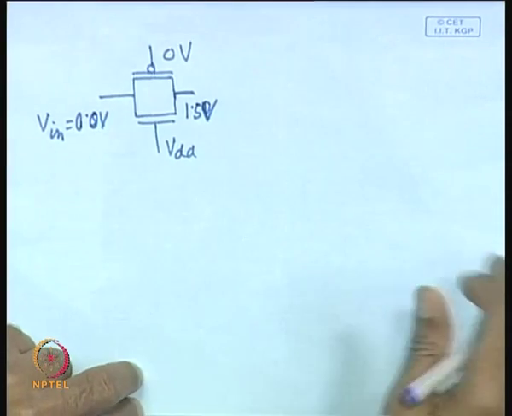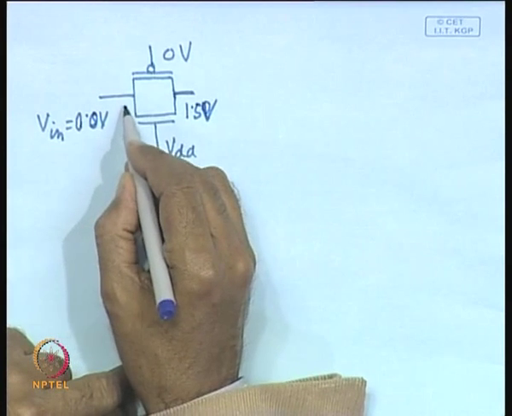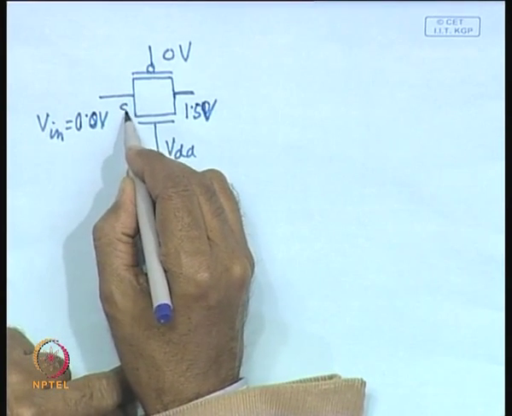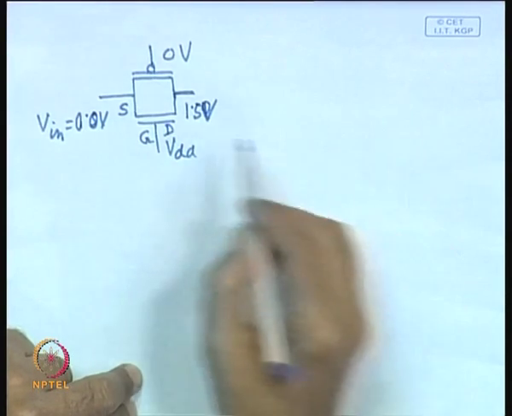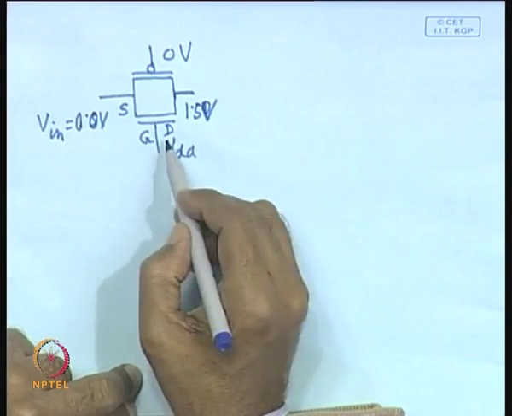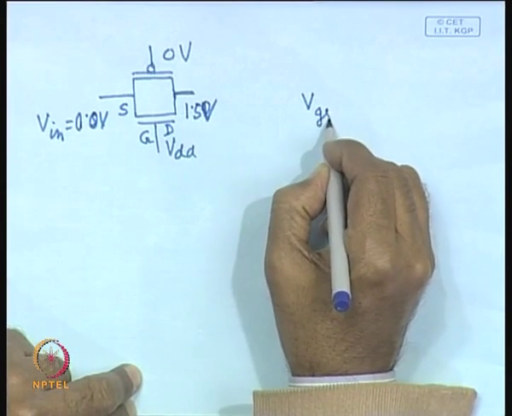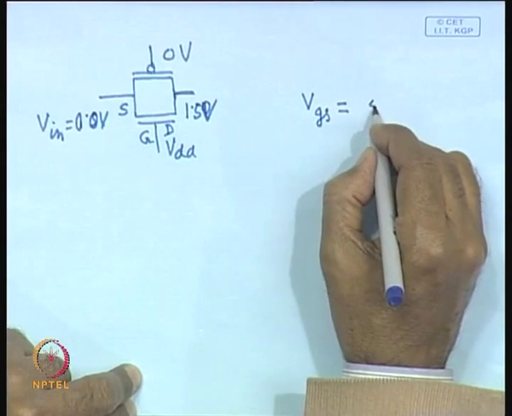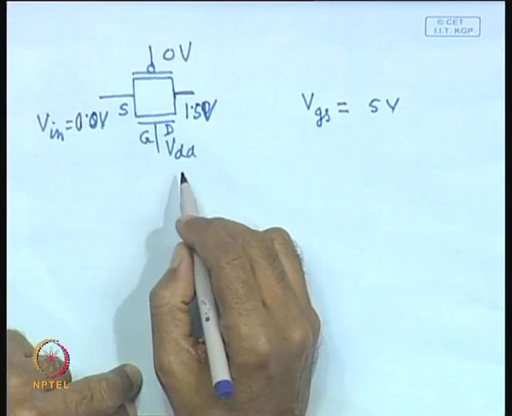Now, here we find this NMOS transistor, we consider it as the source, this is the gate and this is the drain. Now, what is the gate voltage? Gate voltage VGS is equal to 5 volt. In this case, gate voltage is 5 volt.